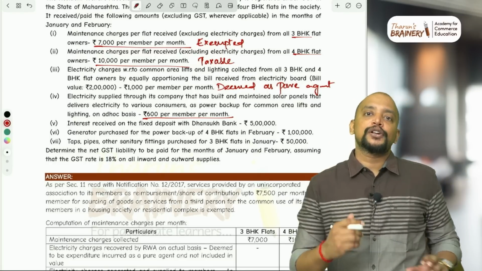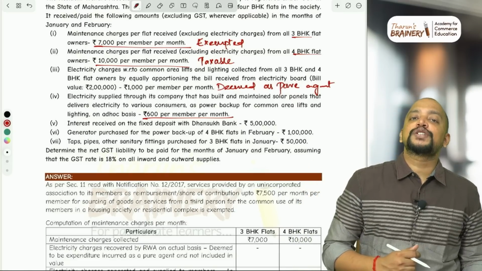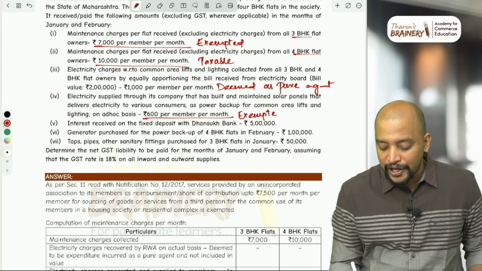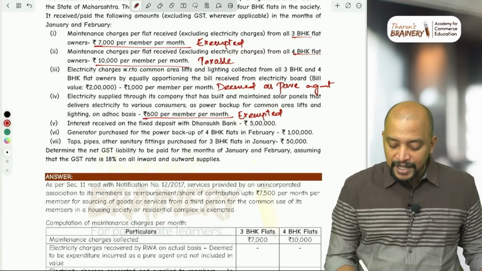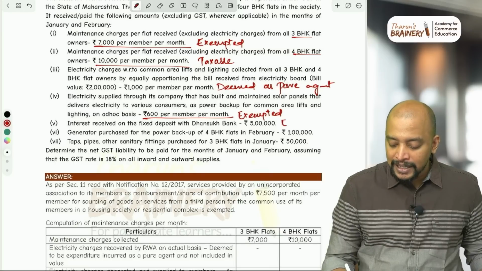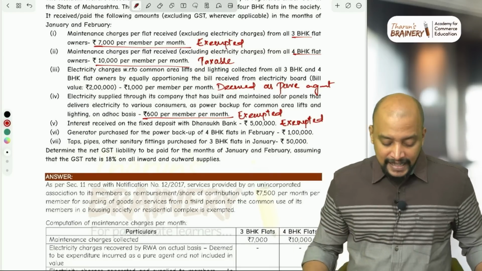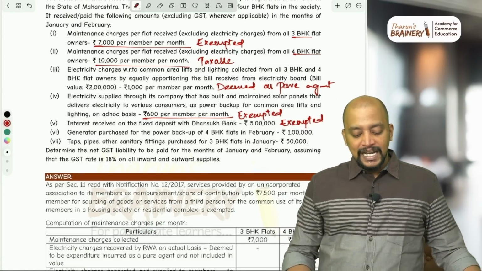We have this point also. When the service itself is exempted, provided by association to its members, that is also exempted. So when that is exempted, it will not be included in the value. Okay. Now, interest received on fixed deposit with Dhanlaxmi Bank, that is also exempted because interest on loans, advances, deposits is exempted. Generator purchase for the power backup of 4 BHK flats in February.